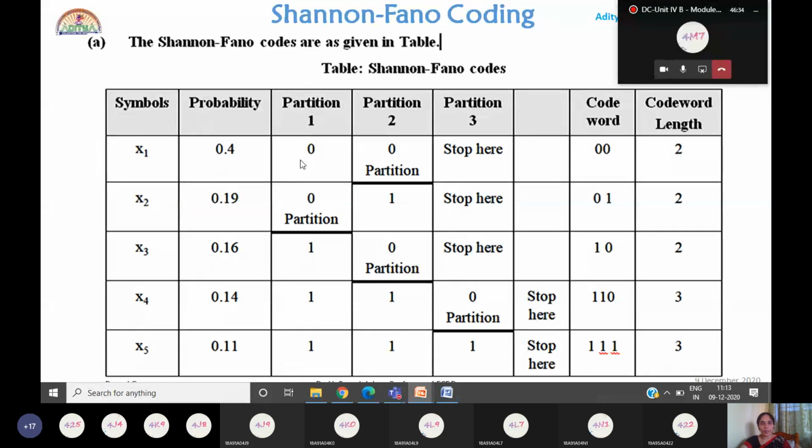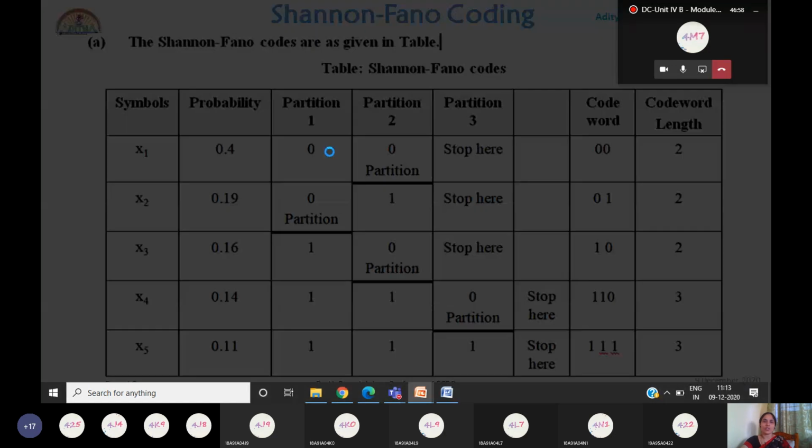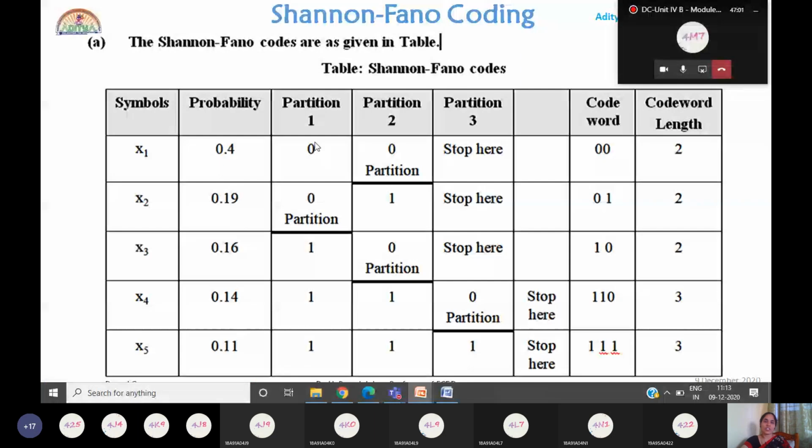So in the Shannon Fano coding method, there is a possibility that the prefix of one code word is the same as the prefix of another code word. That is the main drawback of the Shannon Fano coding method. If there is an error in one particular bit, for example, where you have split and written 0, 0, but instead of 0, 0 you have written 1, 1, there will be an error for x1, and x2 will also get the same error. So the error gets propagated.